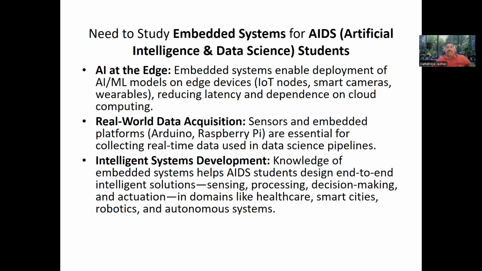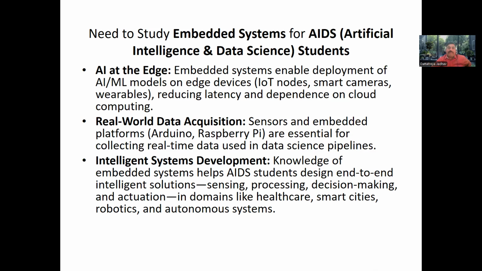You know that there are a number of applications which work in real time related to AI ML, and whatever the input is provided by a number of sensors, Raspberry Pi and Arduino. So that needs to be learned by AIDS students. Then intelligent system development.